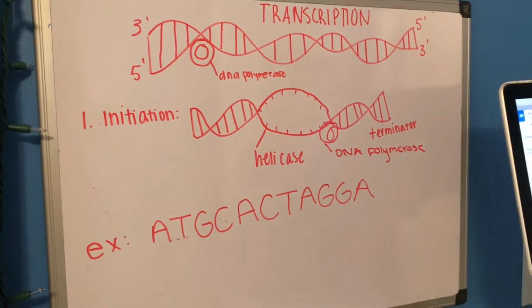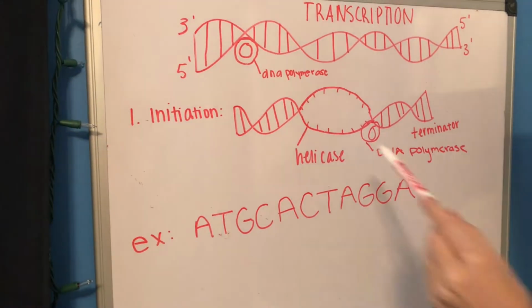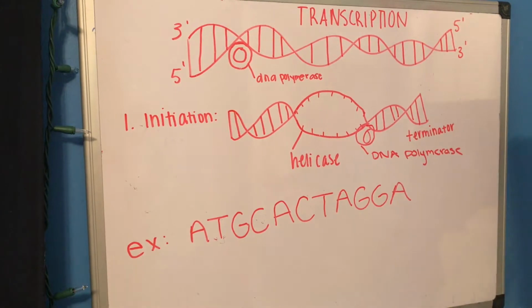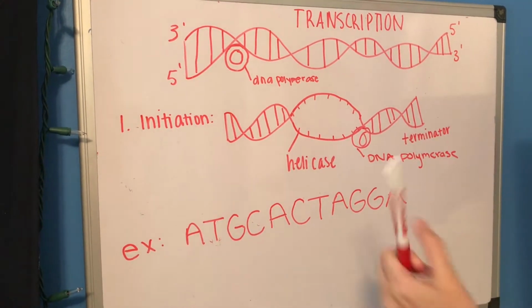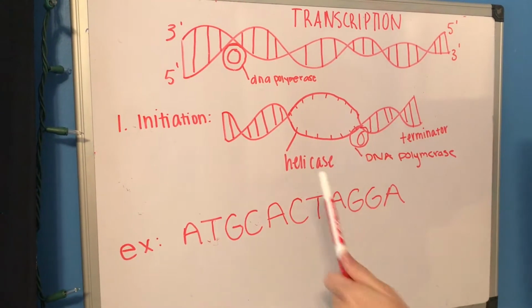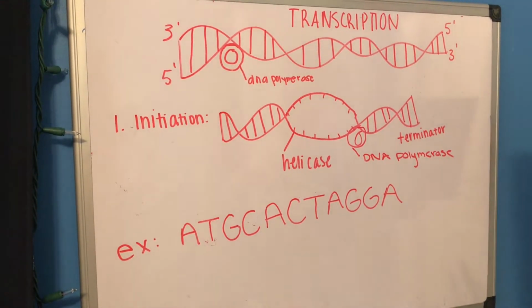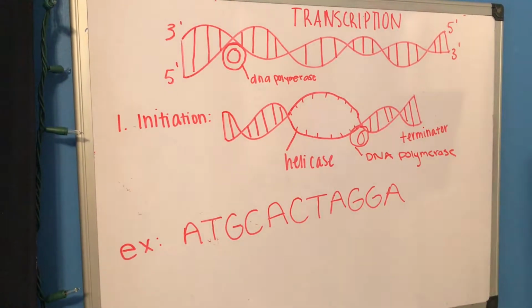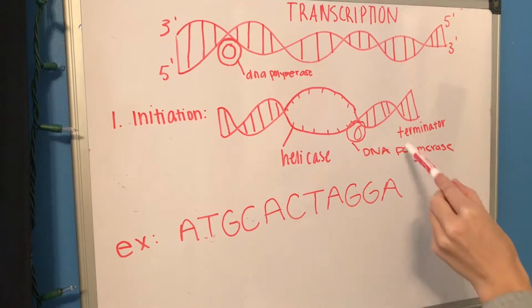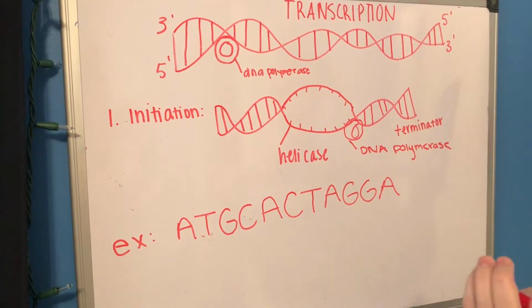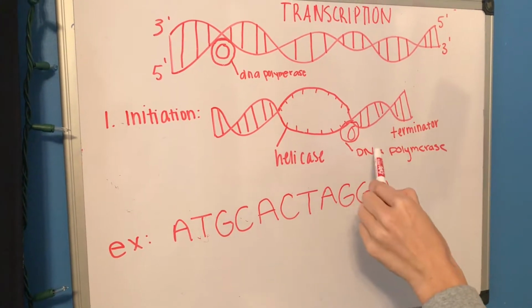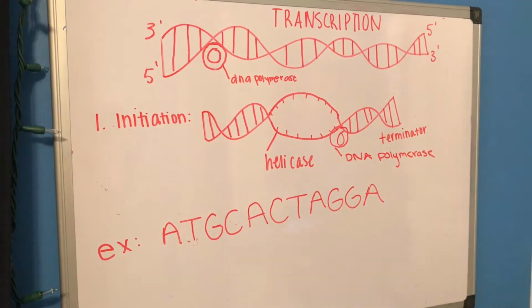The DNA molecule unwinds, helped by the helicase, and separates to form a small open complex. This is what the circle is. RNA polymerase connects to the promoter and the template strand. This is the terminator, and DNA polymerase. Now we're going to do an example.